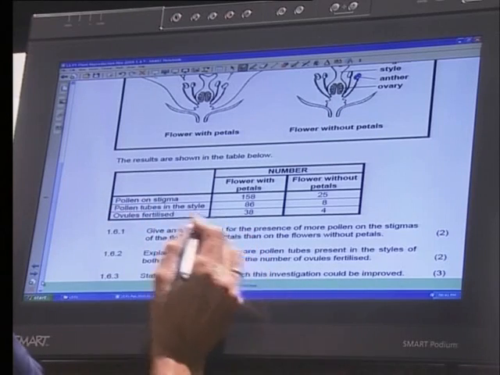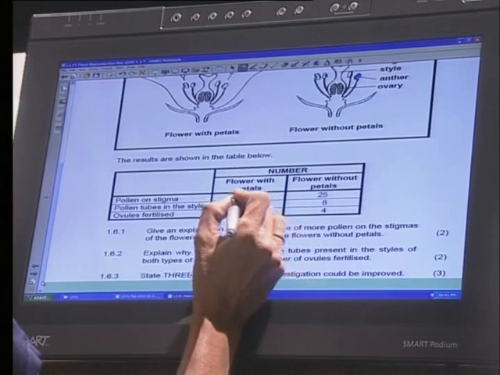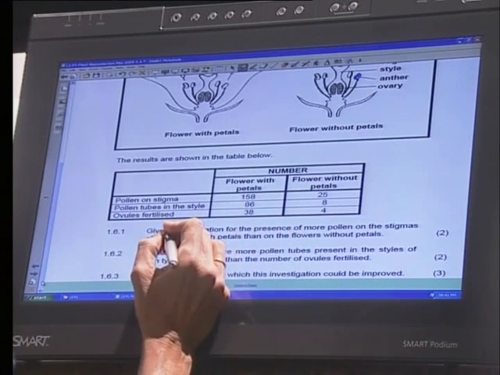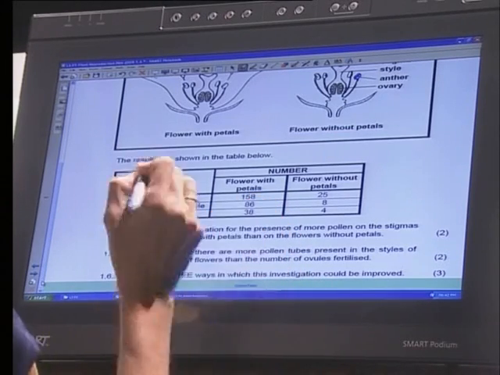So here's our table. There are flowers with petals. The pollen on the stigma, there's plenty. The pollen tubes in the style, a lot of them grow down. How many ovules get fertilized? Only 38. So only 38 make it in through the micropyle and fertilize those little ovules, okay?